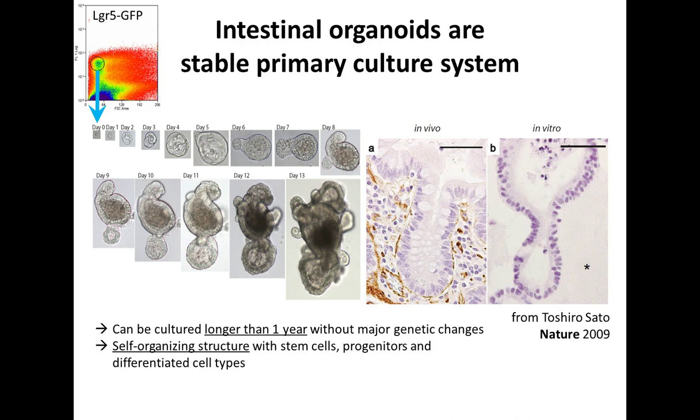In addition, Toshiro Sato found that this complicated budding structure can be split into pieces, seeded again in the Matrigel, and if you give a media again, they could grow again and again with a weekly splitting activity, so that he was able to culture them for longer than a year of time without major genetic changes. And he also found them to be able to make self-organizing structures. So this was the first organoid culture that was derived from adult stem cells.